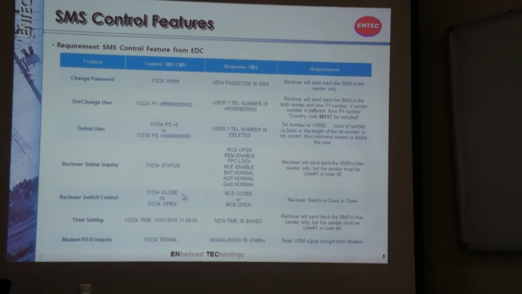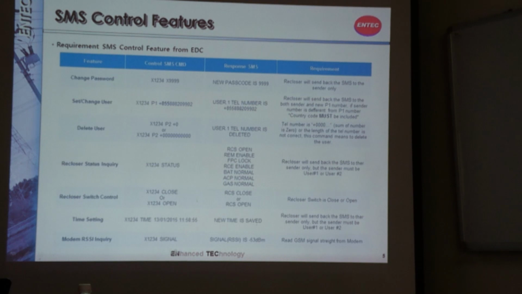And this is a switch control. You set password close or password open, then it will make the recloser open or close. And you can also set the time: password, time, and your wanted time, and then you will get a response that the time is saved. If you check the time in the recloser, it will be changed to the time that you sent in the message. And you can also check the signal status of the modem, like the RSSI. If you send X, the 1234 password, and then signal, you will receive your signal status, for example, -53 dBm.